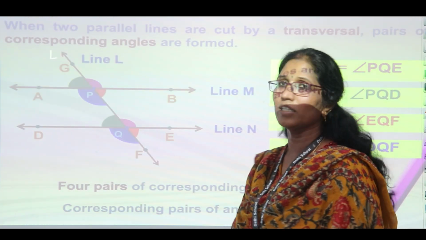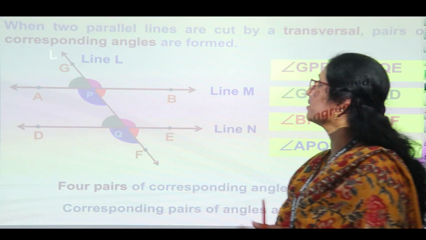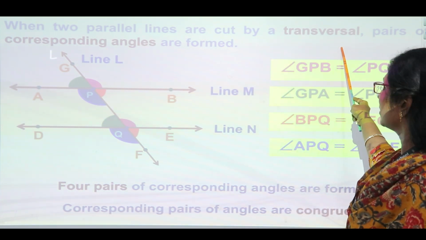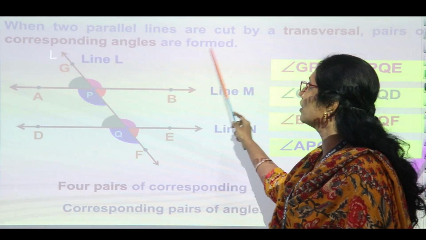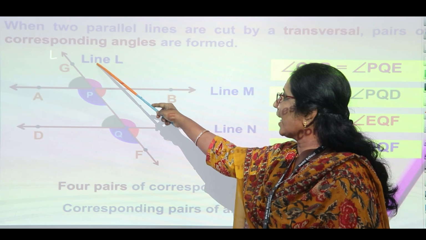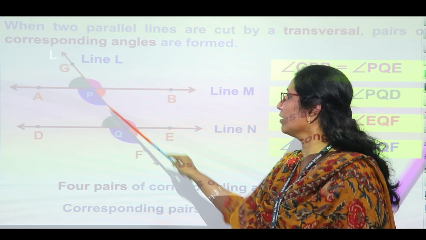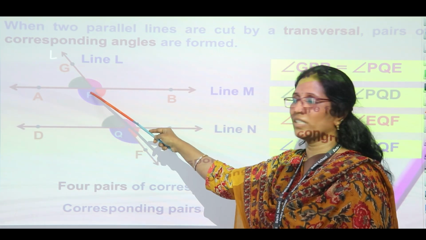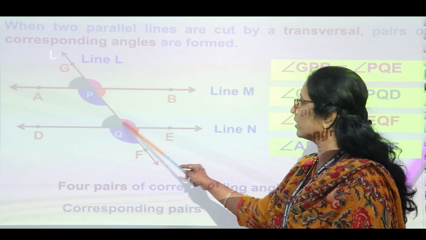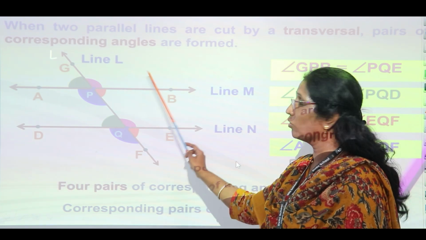The first is corresponding angles. What are corresponding angles? In these 8 angles, when 2 parallel lines are cut by a transversal, pairs of corresponding angles are formed. That means when this line L cuts the lines M and N, it forms 8 angles. You can see the 4 different colors in the picture. At point P you can see 4 angles, and at point Q you can see the other 4 angles. And you can also see similar colors on both sides.